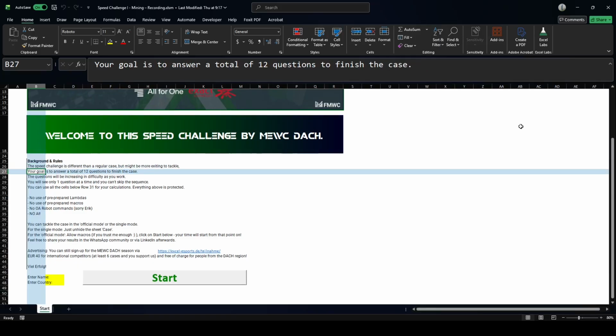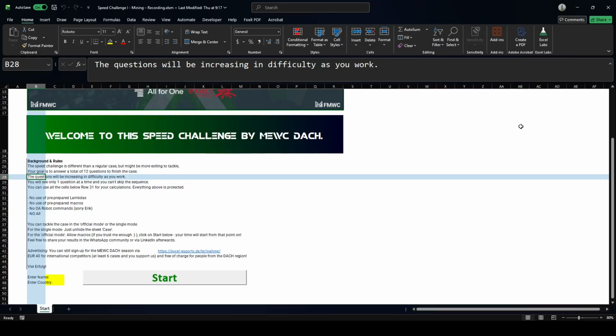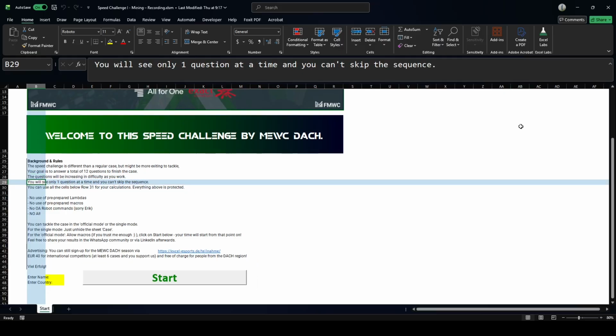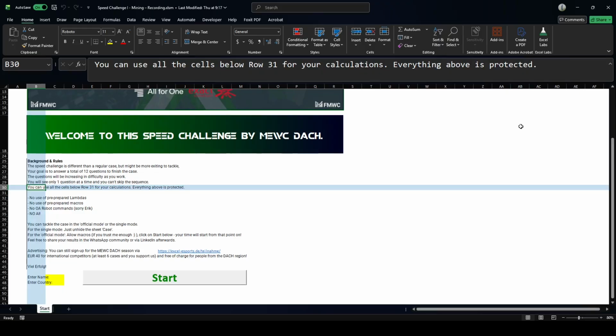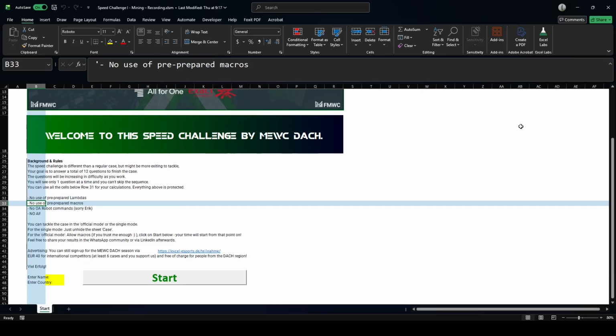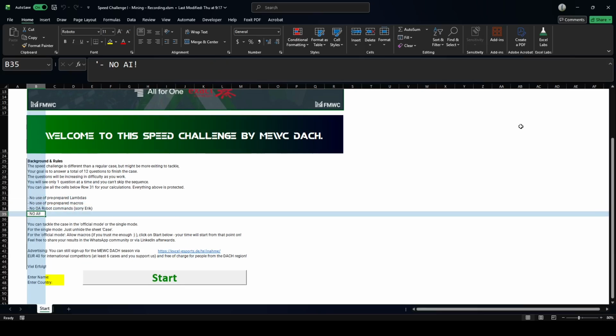Your goal is to answer a total of 12 questions to finish the case. The questions will be increasing in difficulty as you work. You will see only one question at a time and you can't skip the sequence. You can use all the cells below row 31 for your calculations. Everything above is protected. No prepared lambdas, no prepared macros, no OA robots, and no AI.